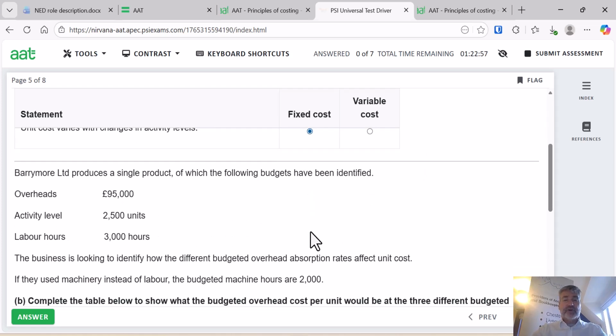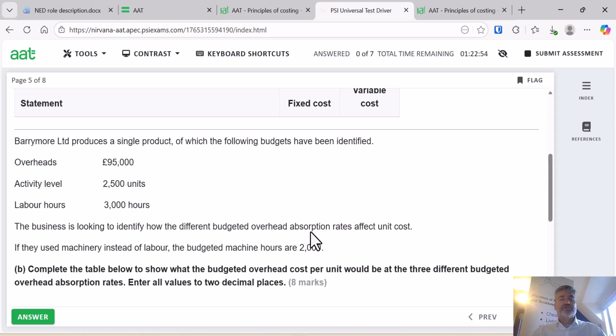Okay, let's have a look at our second requirement, and this requirement is all about absorption costing and the calculation of overhead absorption rates. If you remember from your studies, absorption costing is the type of costing where we're trying to absorb or charge a reasonable amount for the indirect costs incurred by the business into our cost units.